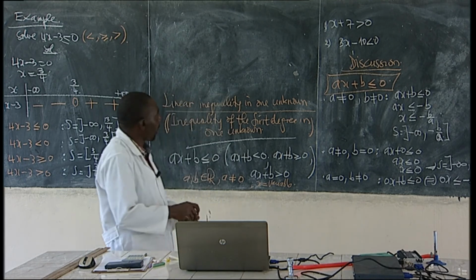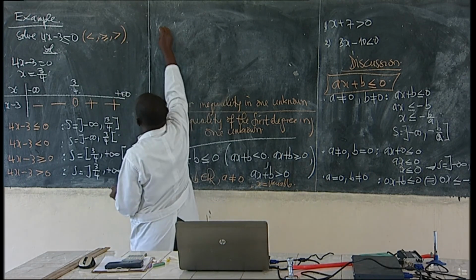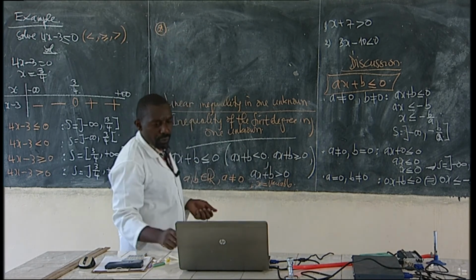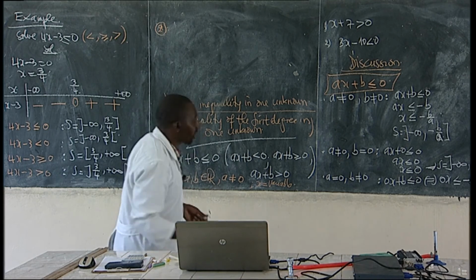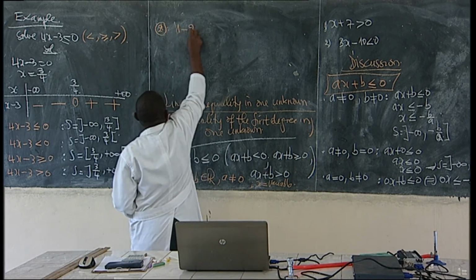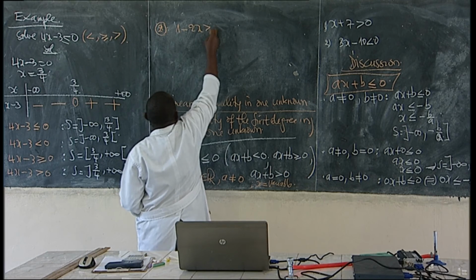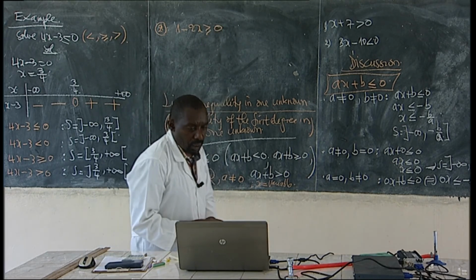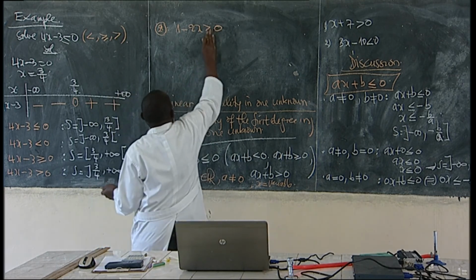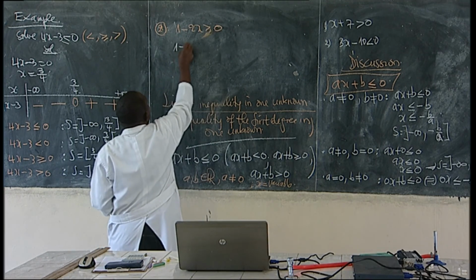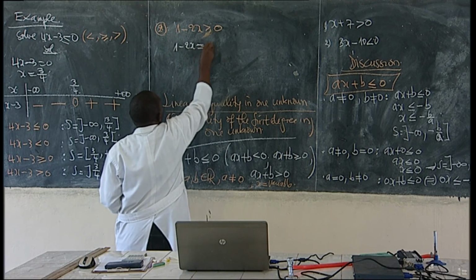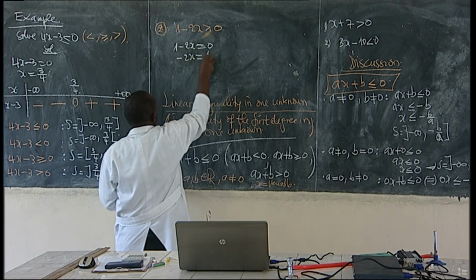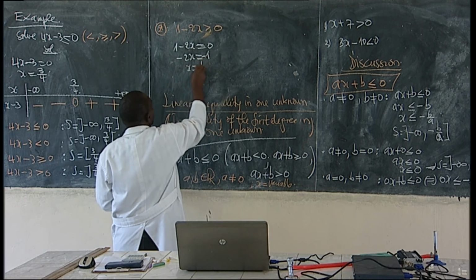Just for a few seconds, you can take number 2. We solve 1 minus 2x greater than or equal to 0. I take that one. So you have greater than 0. I have 1 minus 2x equals 0. And, of course, minus 2x is equal to minus 1. Then x is a half.